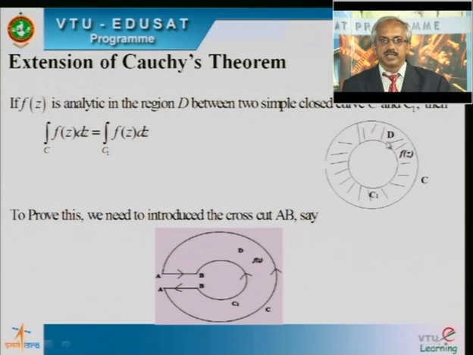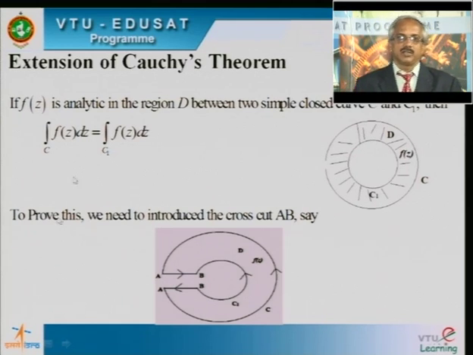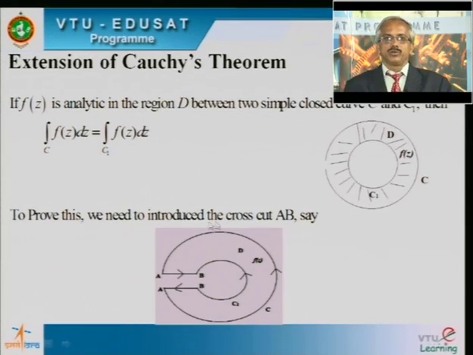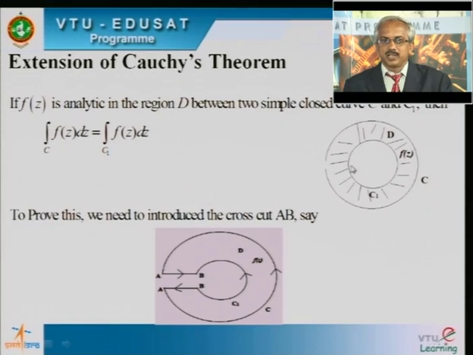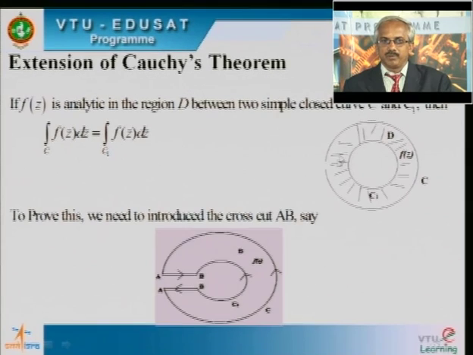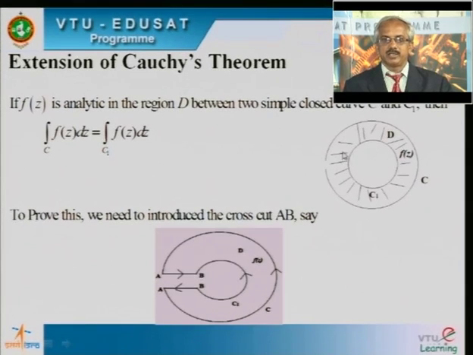So in this region, we are seeing that it is also analytic on the curve C and on the curve C1. To prove these results, we need to introduce a cross cut AB. The cross cut means I can take this one cut. If I apply it here, then we can partition this region into this form.